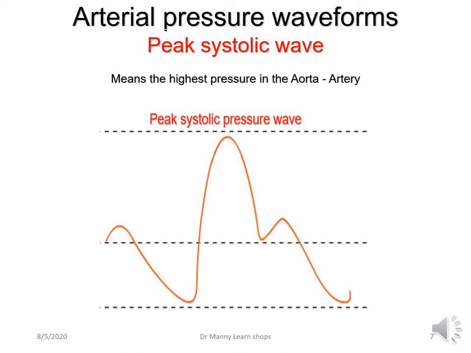Then it reaches a peak. The peak is the highest pressure in the aorta or an artery. So the peak systolic pressure waveform is at the top. It's the highest. It indicates workload. It indicates afterload.